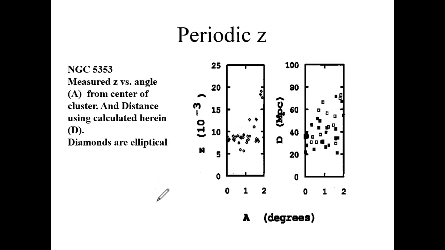Here is a look in the direction of this galaxy, which is in a cluster or a cell. And we're looking at the measured Z and the distance versus angle as we view it, angle from the diamonds, which are elliptical galaxies. And you see in the center of the galaxy, here and here, the distance as measured by various things appears, well, uniform both sides of the center.